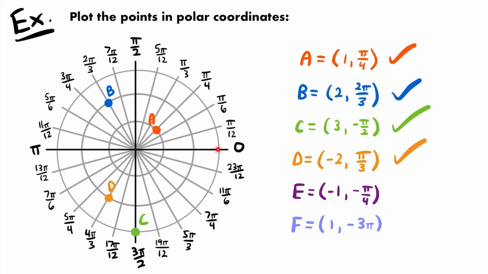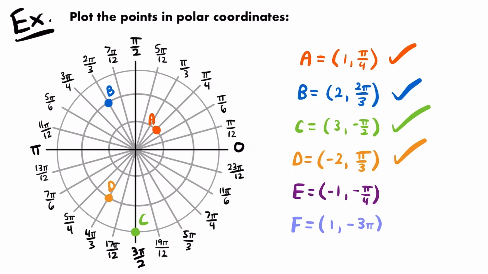And negative pi divided by 4 will take us to this line right here, where we have 7 pi divided by 4. Right, in the positive direction, pi divided by 4 is halfway between pi divided by 2 and 0. So negative pi divided by 4 will be halfway between 0 and 3 pi divided by 2. So we know we're going to be along this line right here, where we have 7 pi divided by 4.